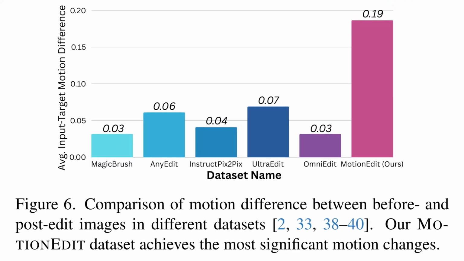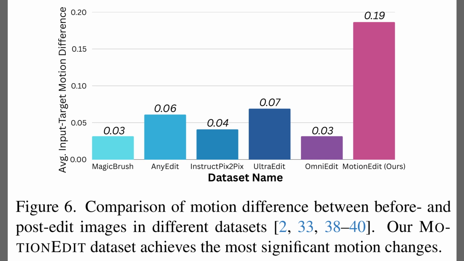Alright, the previous figure traced how frame pairs and instructions were created, and Figure 6 now quantifies how much motion those pairs actually contain. The bar chart compares average input to target motion differences across 6 editing datasets. Legacy sets like MagicBrush, AnyEdit, and OmniEdit sit near 0.03 to 0.07, which means only subtle changes. The motion edit bar jumps to about 0.19, showing roughly 3 to 6 times larger motion and confirming that this benchmark demands genuinely substantial transformations.